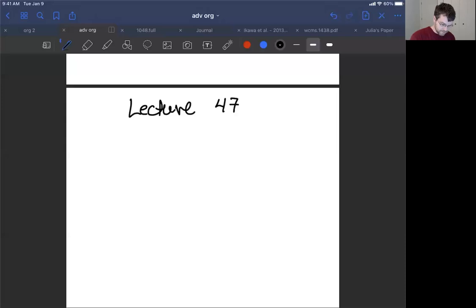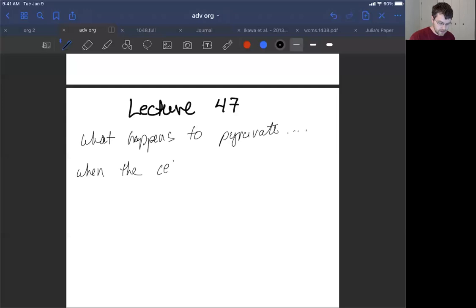So what happens to pyruvate? And I guess that's a question mark, but what happens to pyruvate when the cell needs more energy, and if we need more energy and we don't have oxygen?